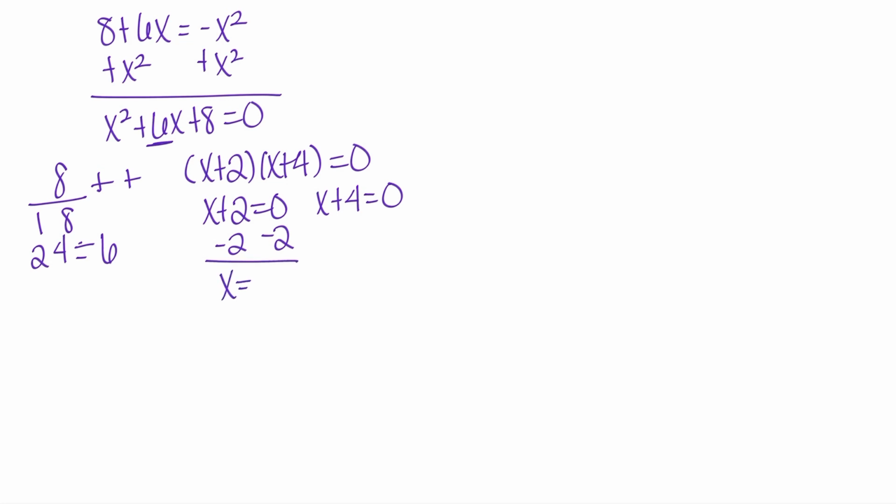That gives me x equals negative 2. And then here I subtract 4 from both sides, which gives me x equals negative 4. So now I need to make sure that none of these solutions are extraneous. So I'm going to plug them back into the original problem.